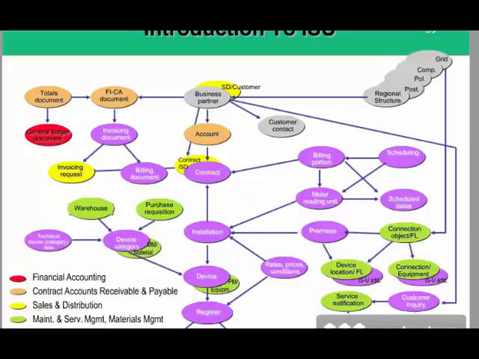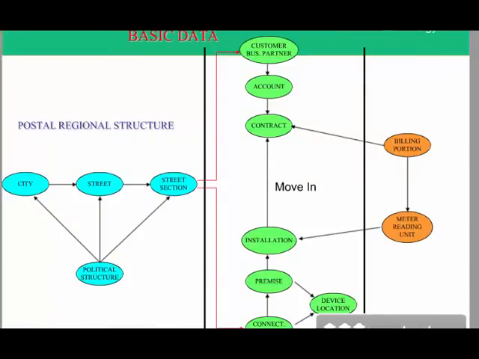This is the detailed entity relationship diagram of SAP ISU and the R3 modules. Please keep this as a reference and keep referring to it. At the top are customer, business partner, account, and contract. This is called the business master data. Down below, installation, premise, connection object, and device location are called the technical master data. These BMD and TMD are linked through a process called move-in.